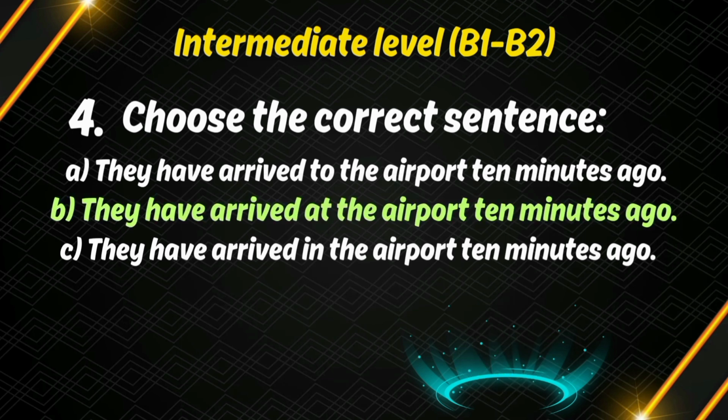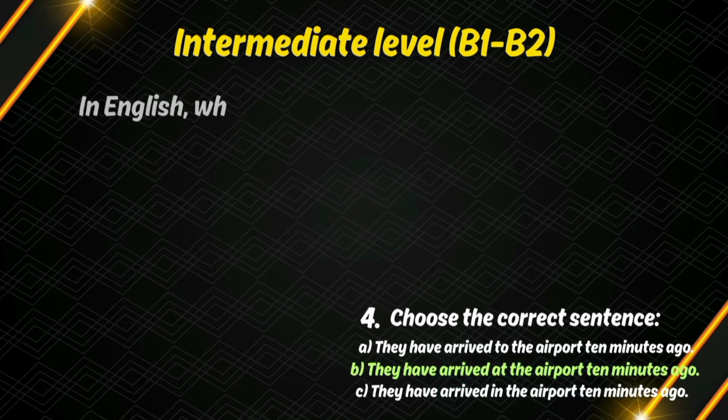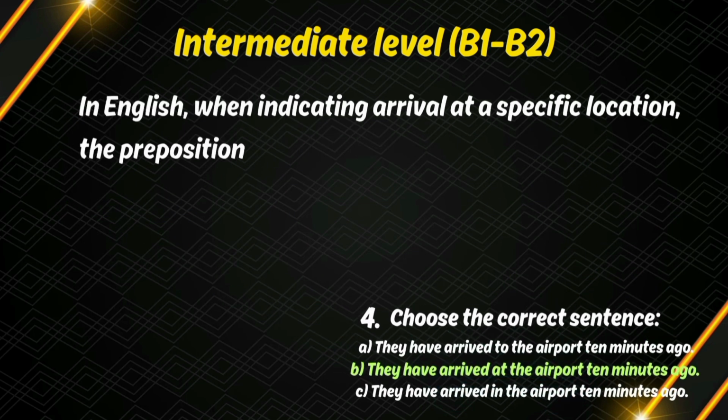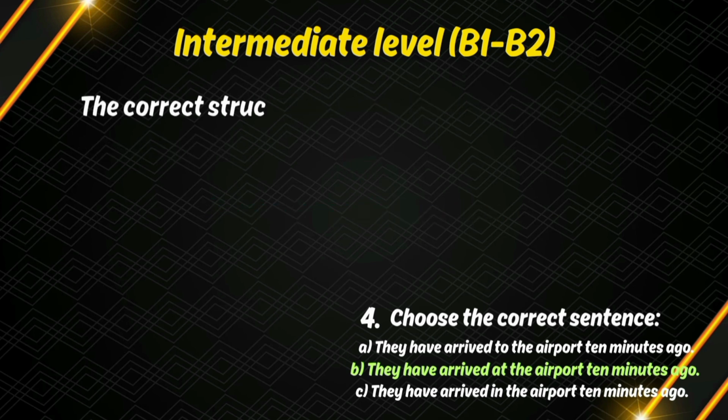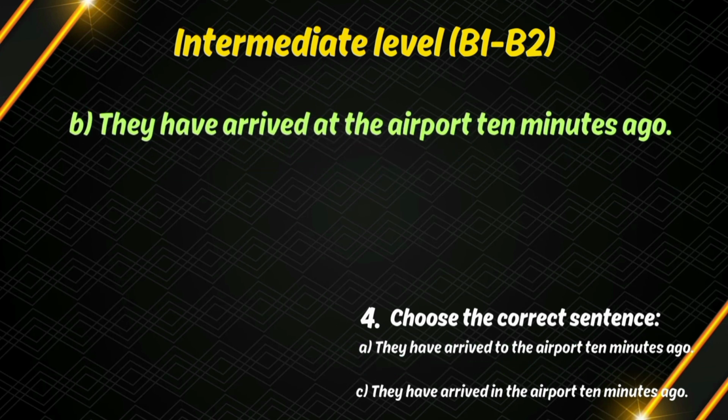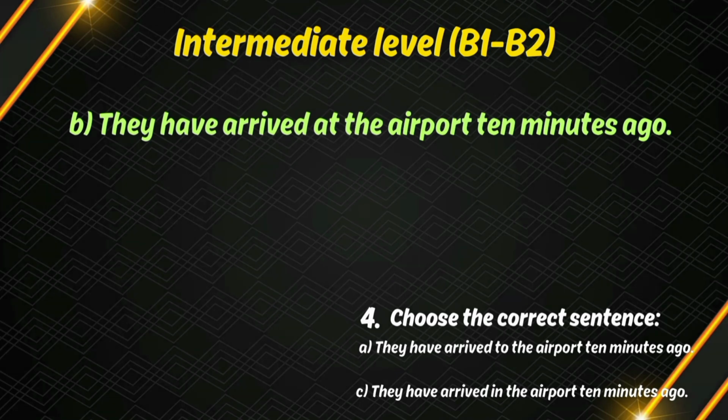The correct sentence is, they have arrived at the airport 10 minutes ago. In English, when indicating arrival at a specific location, the preposition at is used to specify the place. The correct structure is arrive, at, location. Therefore, the correct sentence is, they have arrived at the airport 10 minutes ago.